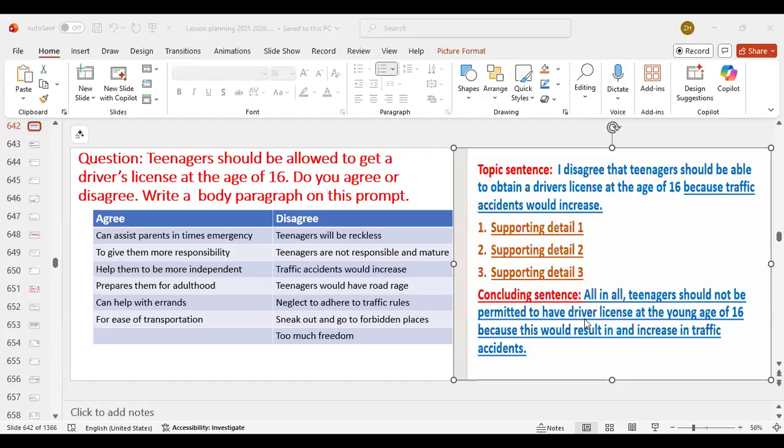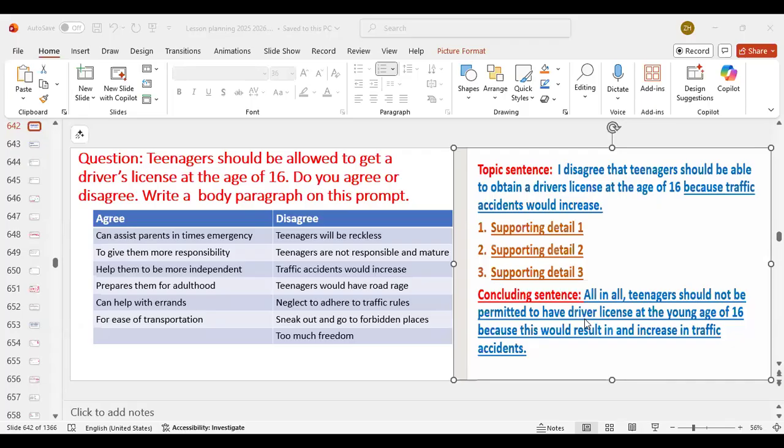So I agree. Oh, so you want to be driving? I agree. Teenagers should be allowed to get a driver's license at the age of 16 because it helps them become a more responsible and independent person. That's what you're trying to say, right? Yes, sir. Help them to become more responsible and independent. You didn't finish spelling responsible. Okay. And then independent is a small letter.